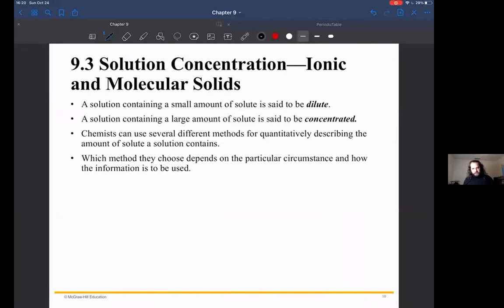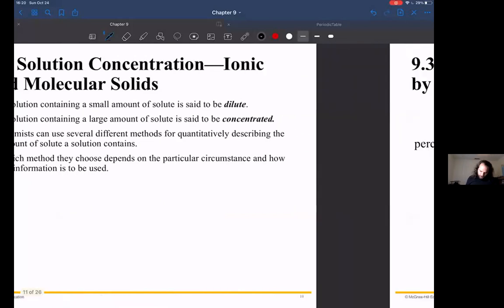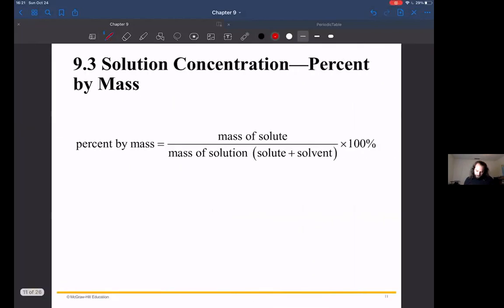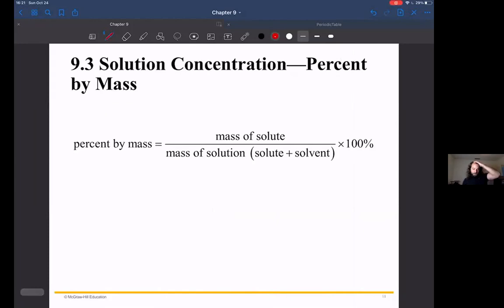There's actually a few different ways that we can talk quantitatively about the concentration. There's two ways that we're going to learn. So first of all, also just terminology. If we have a small amount of solute in our solution, we would consider that to be a dilute solution. And if we have a large amount, then we would consider it to be a concentrated solution. But again, what we're going to do is learn a way to put a number to that, to numerically quantify it. Okay, so first is the percent mass.